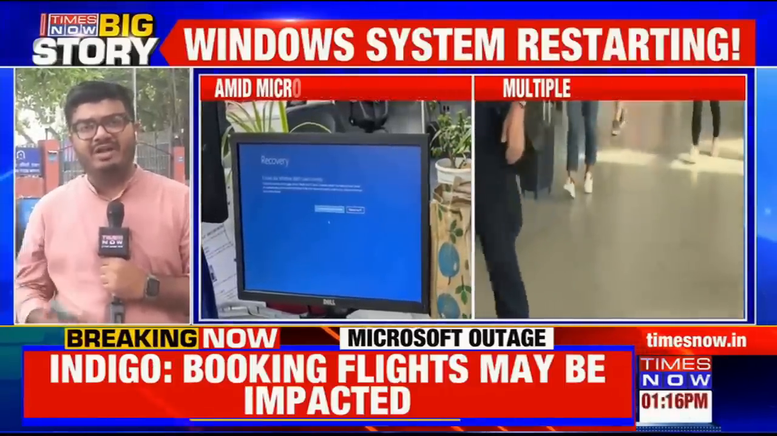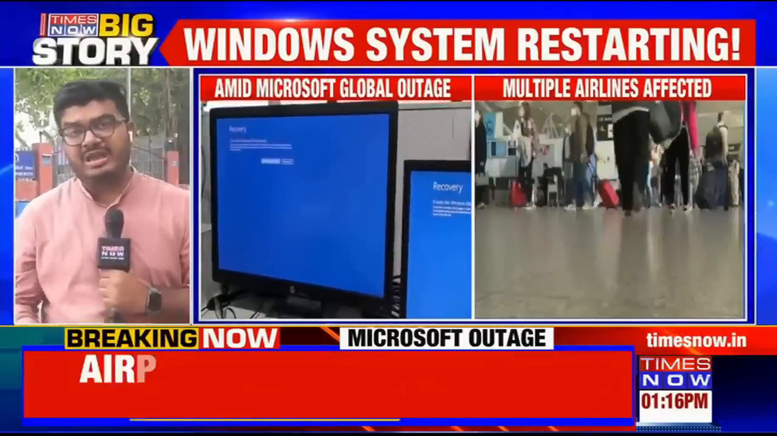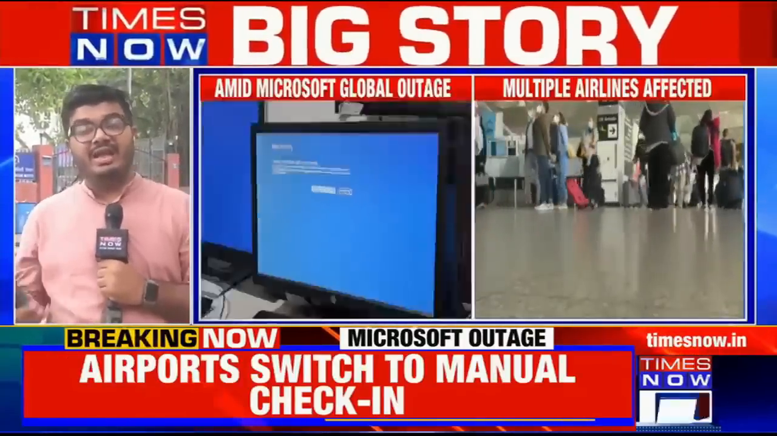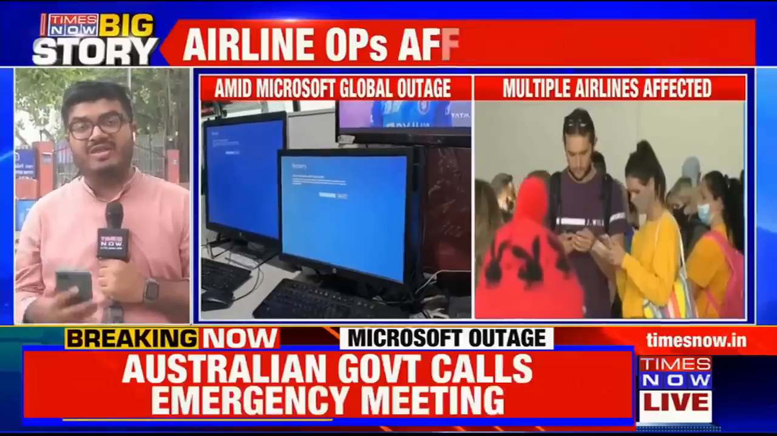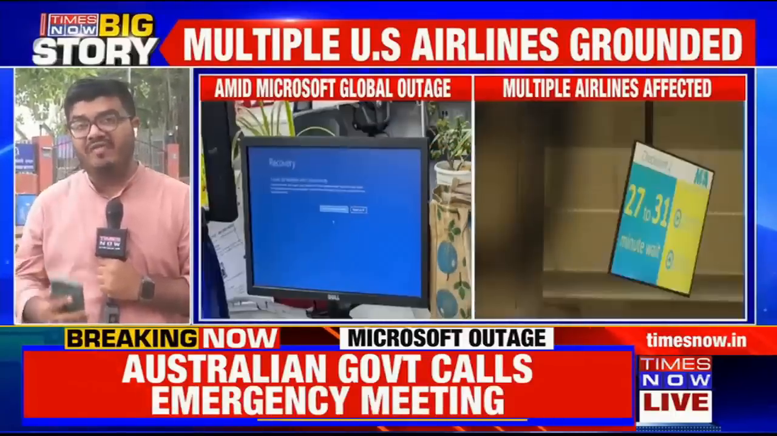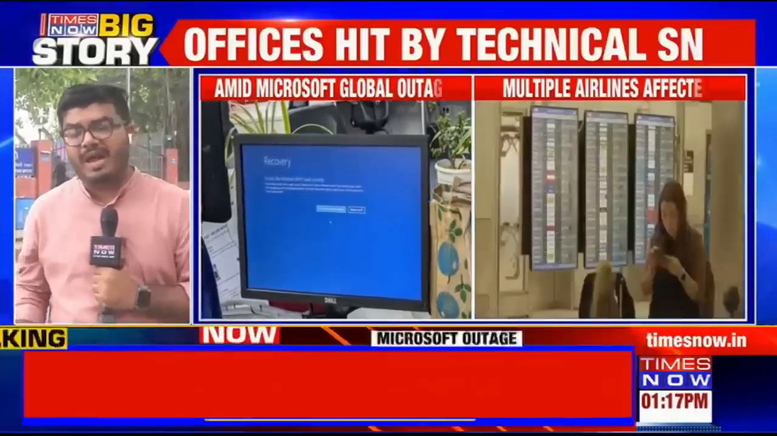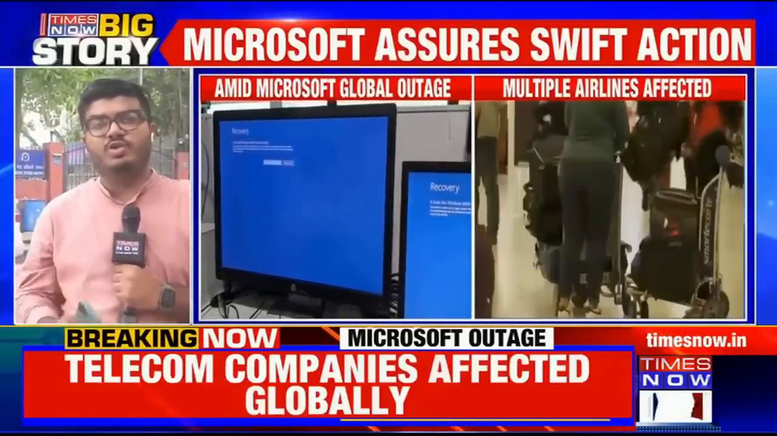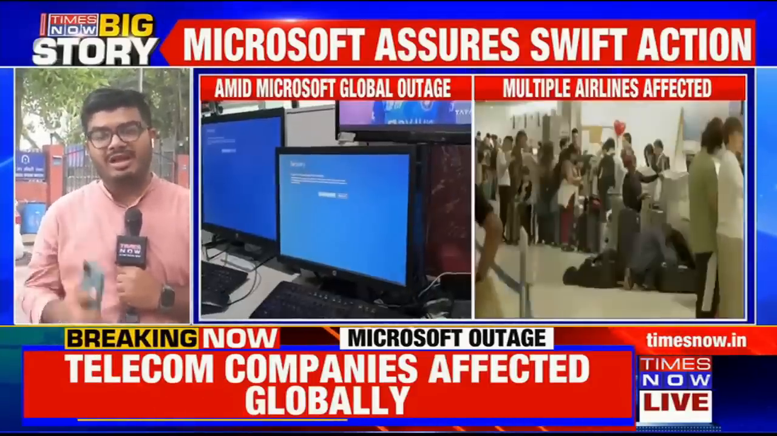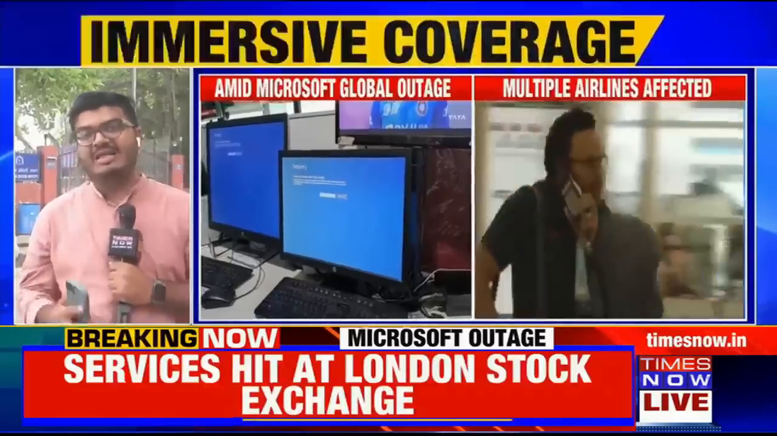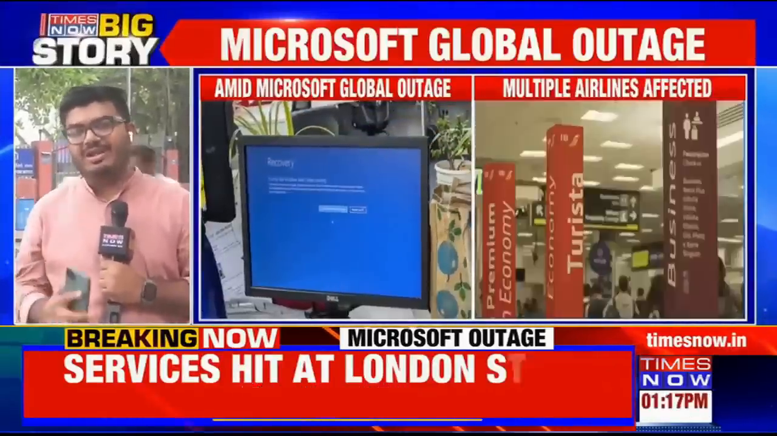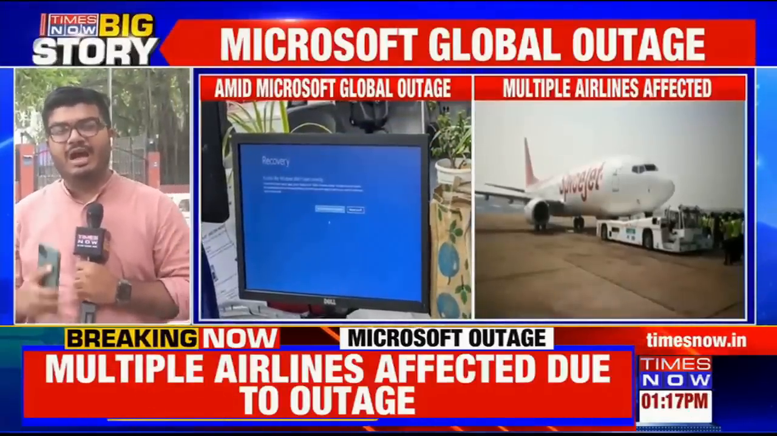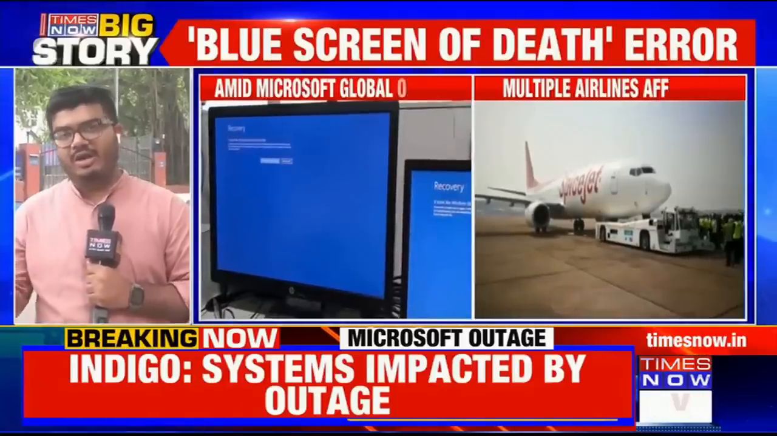Airlines like Frontier, United, Delta in the United States. Here in India, airlines like Indigo, SpiceJet, Akasa, Vistara, all these airlines are facing issues. Be it Delhi Airport, Bangalore Airport or Mumbai Airport, all the airports are facing issues because of this technical snag, the CrowdStrike issue that has created this problem. 80% of global systems are down, including a few in our offices as well.